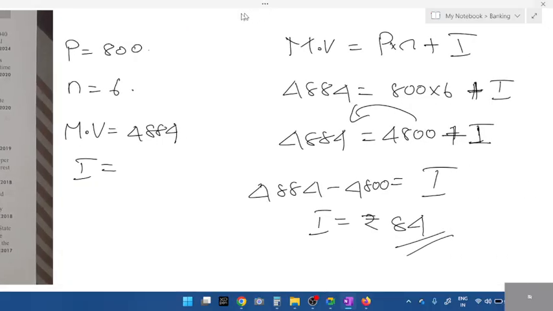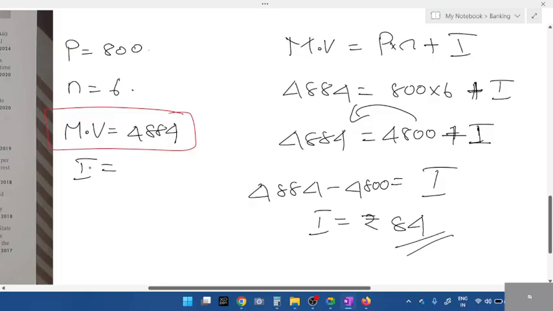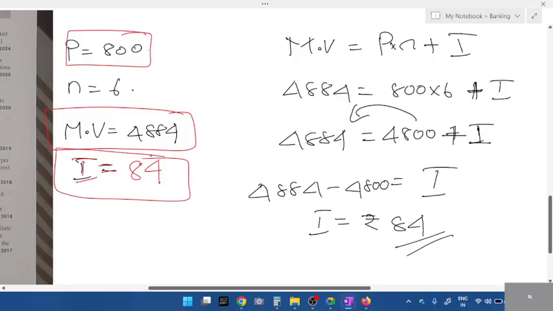Now compare this. Just by looking at the question, you all might think it's easy, but in board exams nowadays they're giving tricky questions, students, tricky questions. Just observe the numbers. Maturity value is 4884. Interest is 84, principal is 800. Out of these three, which is the highest value? Which one will always be greater? Maturity.